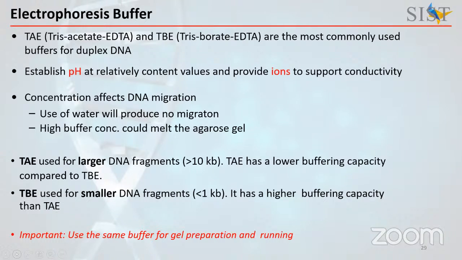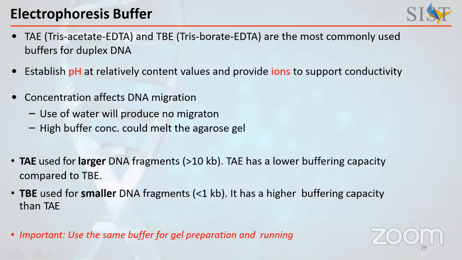This established pH at relatively constant values provides ions to support conductivity. That's why maintaining the pH in gel electrophoresis at a constant level is important. All right. So if we don't use buffer and just substitute water in place of buffer, it will produce no migration because it cannot support the conductivity in the gel electrophoresis, because the passing of the electric current through the gel matrix is important for the DNA to be separated according to their size, right?